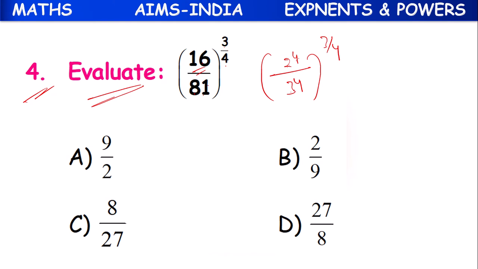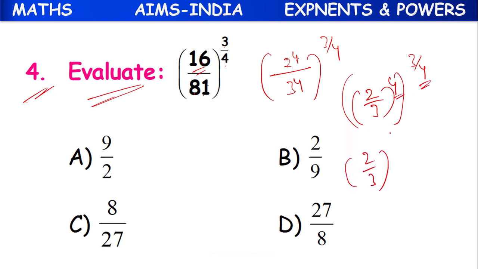They have a common exponent, so we can write (2/3)^4, and we have one more power, 3/4. Now, as we have two exponents, we can multiply them: (2/3)^(4 × 3/4). The 4 gets cancelled. (2/3)^3 will be remaining, which can be written as 2^3/3^3.